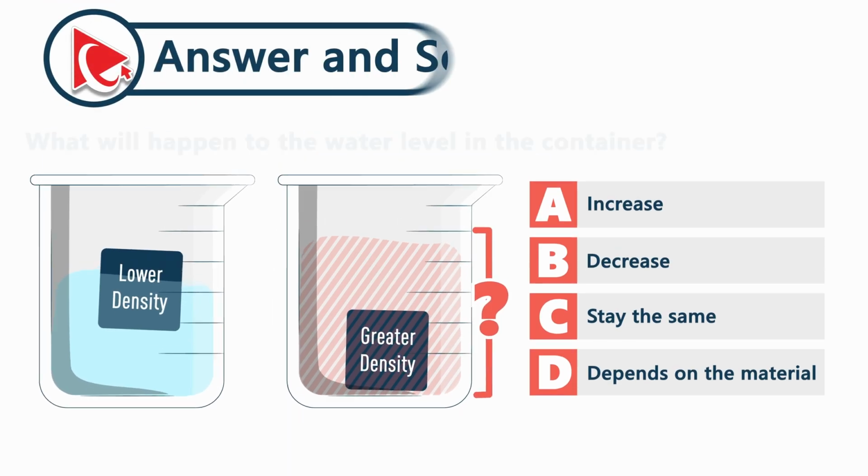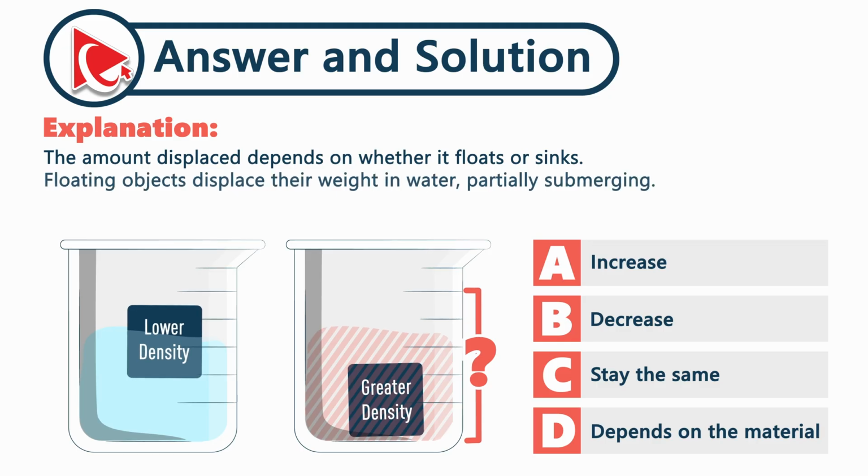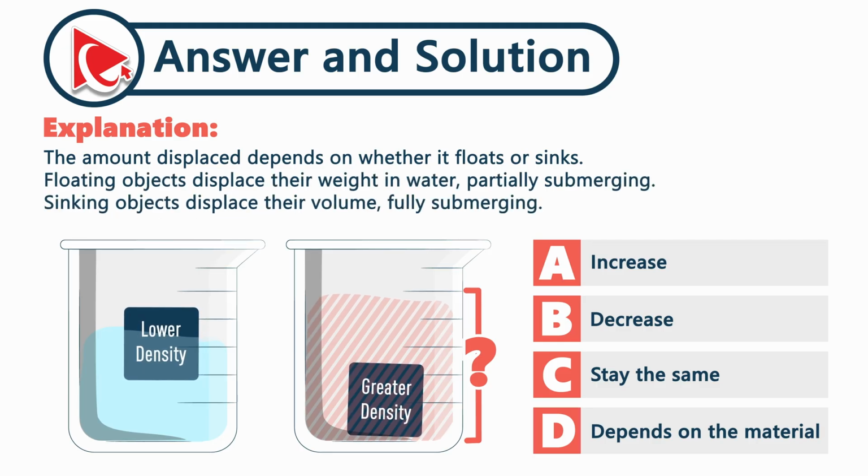Now let's go through the solution together, and you'll be amazed how simple it is to solve it. To answer this question, we need to understand the physics behind it. The amount of water displaced depends on whether the cube floats or sinks. In the first container, the lesser density cube floats, and floating objects displace their weight in water, partially submerging. We know that the second cube is higher density, so it will submerge deeper or fully submerge. So this is how we're gonna solve it.